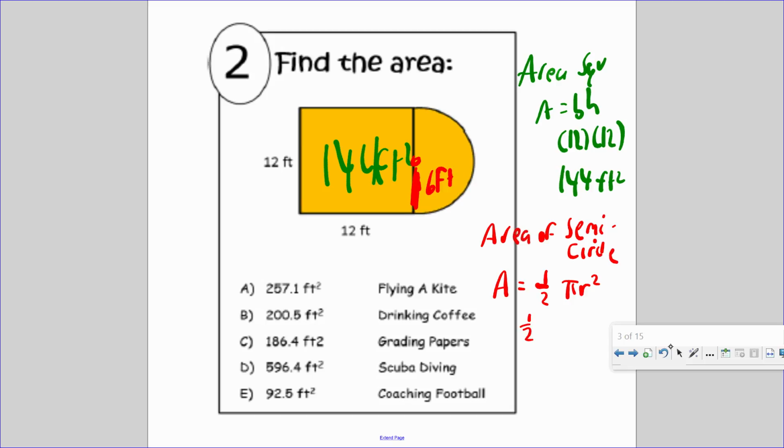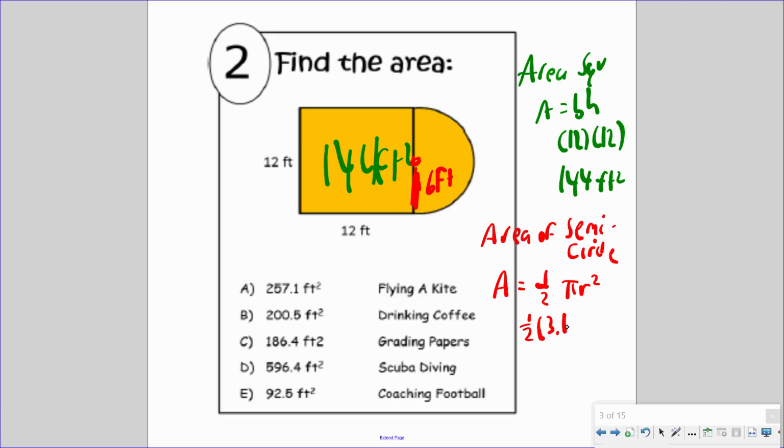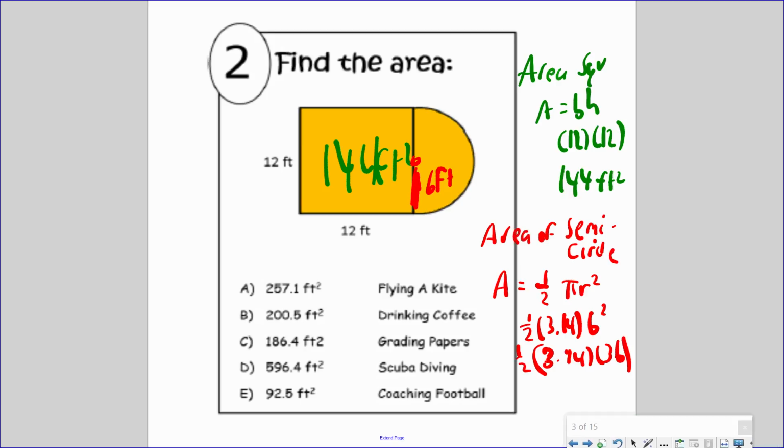So pi is 3.14. The radius is 6 squared. And what is 6 squared? 36, and half. So many ways you can multiply this. We can do half of 36 is 18, and 18 times pi. Or you could do 3.14 times 36 and cut that number in half. So I'm going to do 3.14 times 18.